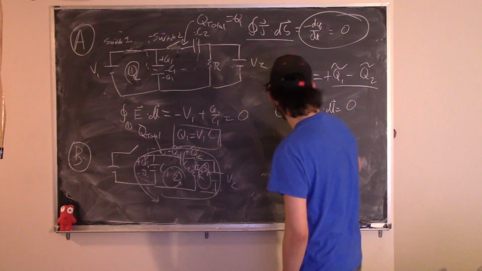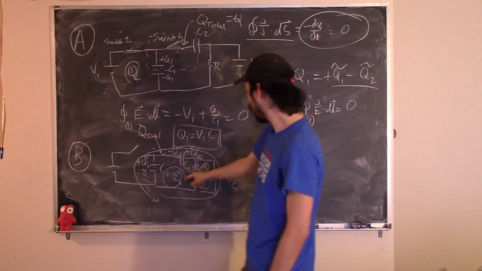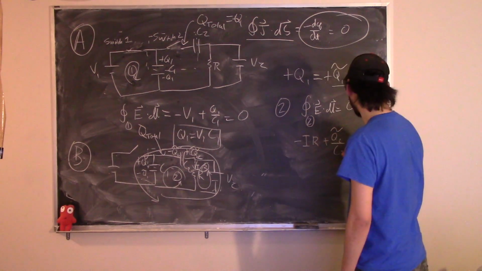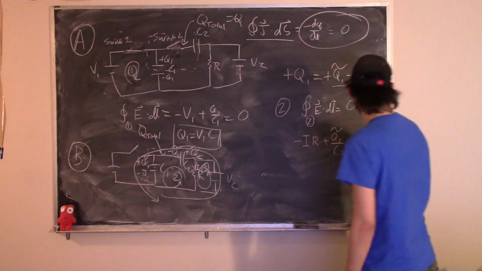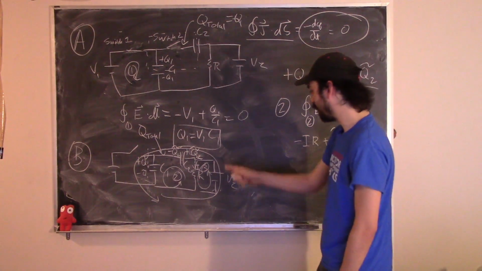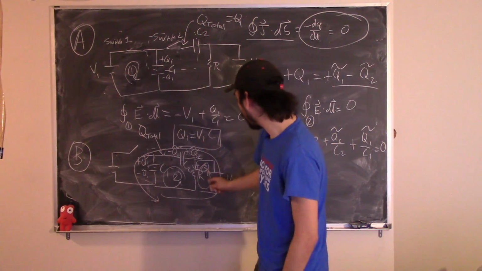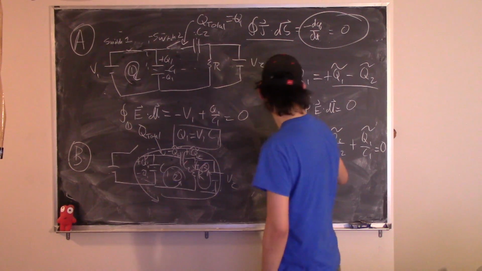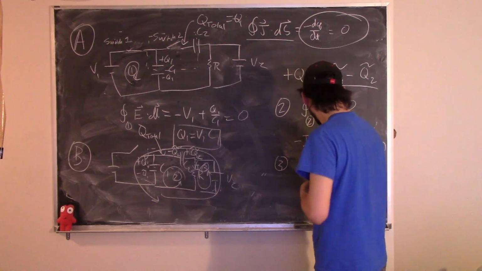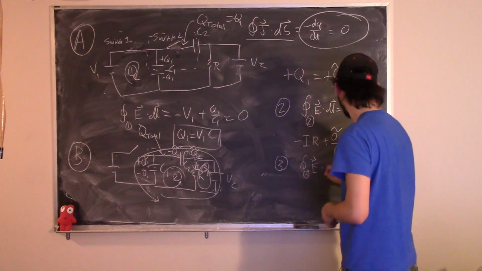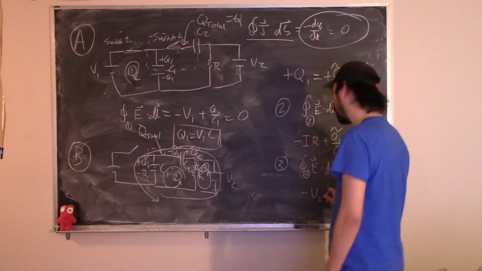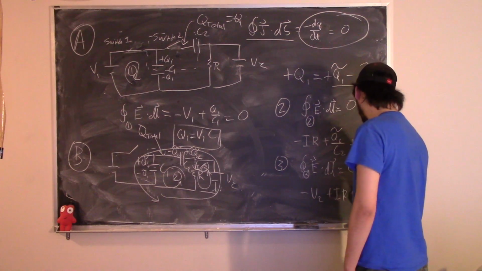I'm going to have some minus I times R, some plus Q2 tilde divided by C2, and then plus Q1 tilde divided by C1 is equal to 0. Okay? The second loop, pretty simple. It only has two components here, so this is loop 3. The integral around loop 3 of E vector dot dl is equal to 0. This is going to give me a minus V2 plus I times R is equal to 0.